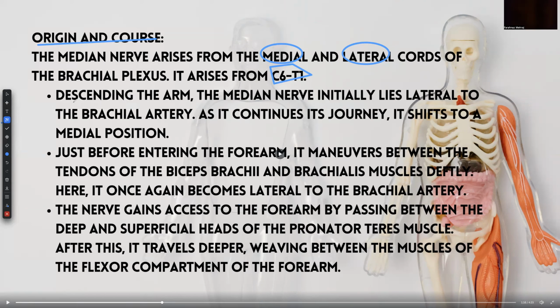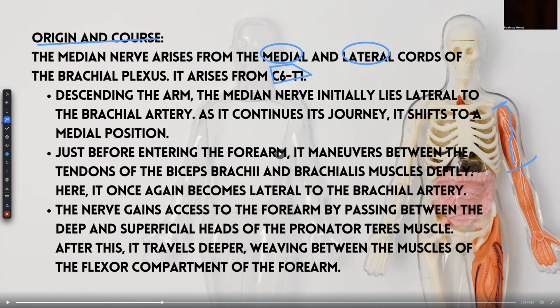C6 to T1. When the median nerve starts descending the arm, initially it lies lateral to the brachial artery. We're just talking about the arm right now, the portion from here to here. This is the forearm, and we're not talking about the forearm. So in the arm, initially the median nerve is lateral to the brachial artery, and then when it goes down, it comes a little bit medial to the brachial artery.